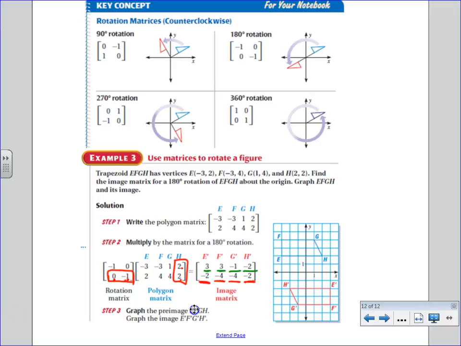Once we've completed all rows and columns multiplied, we've got our new image matrix. 3, -2, 3, -4, -1, -4, and -2, -2. Notice each of those points is a 180-degree rotation, equal distance from the center of rotation. So you can apply that work as you find a new way to rotate figures on the coordinate plane.